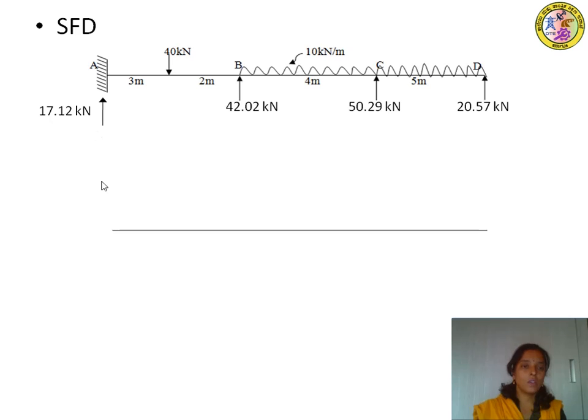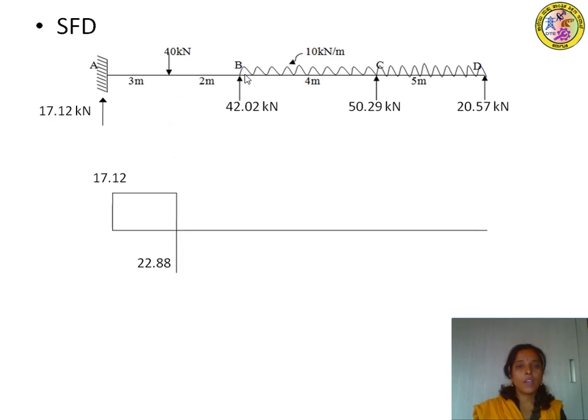So left of A it is 0, right of A we have an upward force of 17.12. So mark it above the baseline for 17.12 kilonewton. Next, right of A to the left of E, since there is no loading, shear force will be constant. Next, just to the right of E, we have a downward force of 40 kilonewton. Therefore 17.12 minus 40 kilonewton will be equal to minus 22.88 kilonewton. So this ordinate should be equal to minus 22.88.